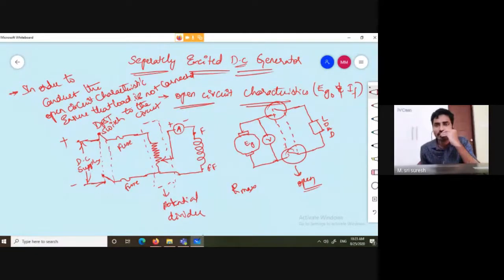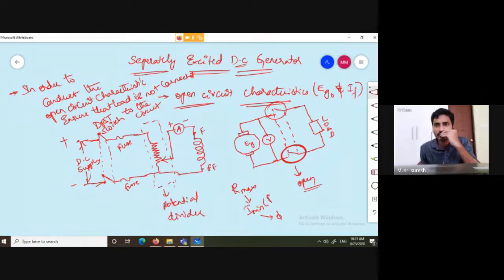If the resistance is maximum, what is the current flow in the circuit? Minimum current. Why? Because resistance and current are inversely proportional according to Ohm's law. So if resistance is maximum, current is minimum. If current is minimum, what happens to the flux? The flux is also minimum.